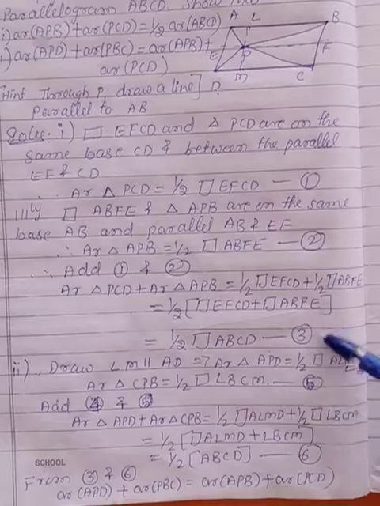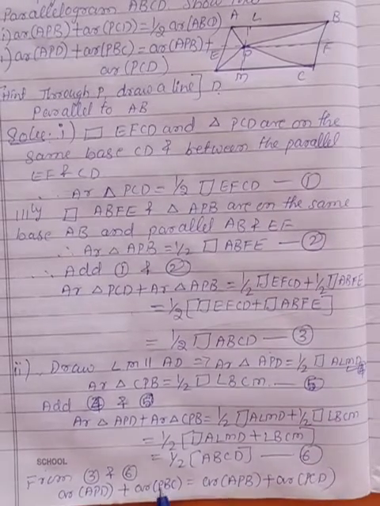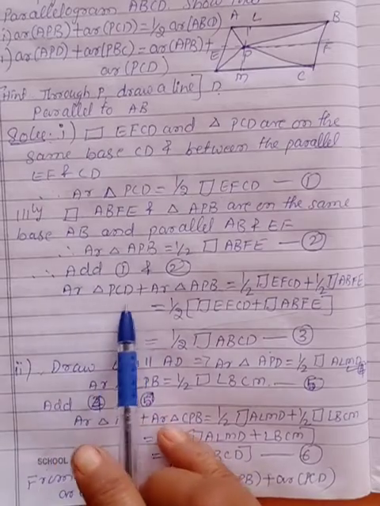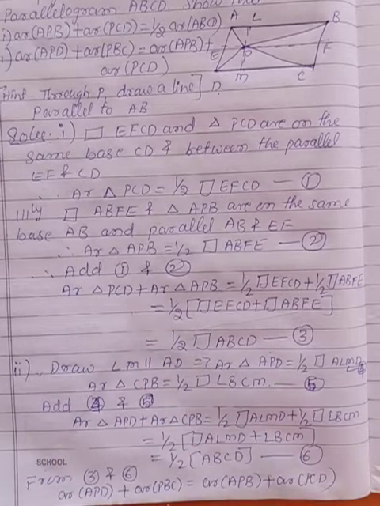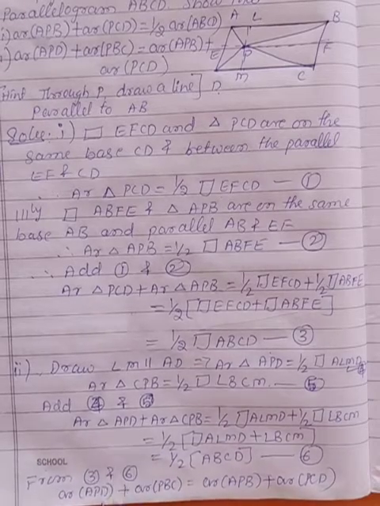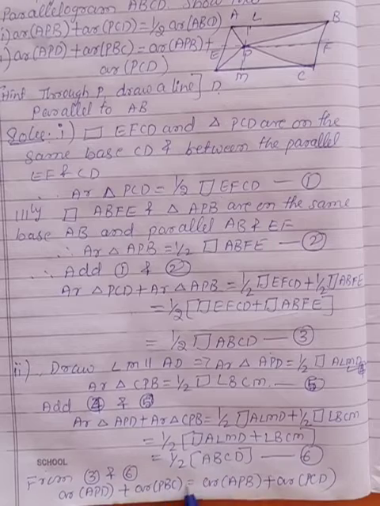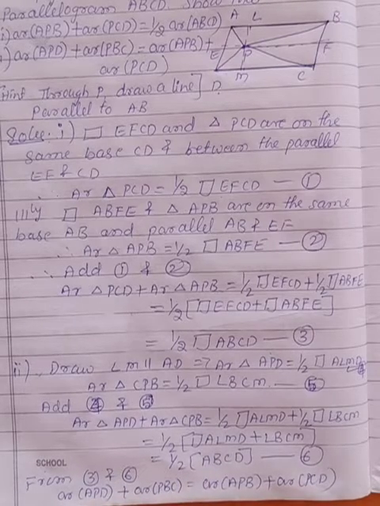Compare 3 and 6. RHS parts are same. So LHS will be same. What is the LHS part here? Area of PCD plus area of APB is equal to area of APD plus area of CBP or PBC, both are same. We got the proof.